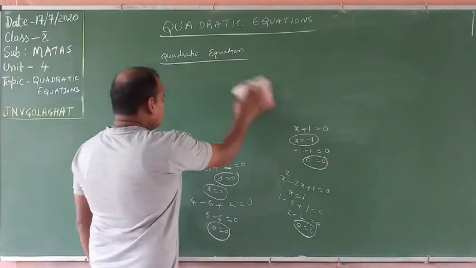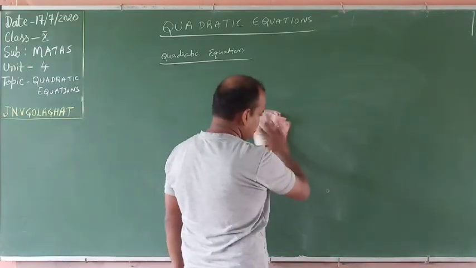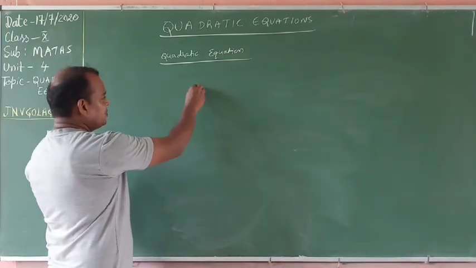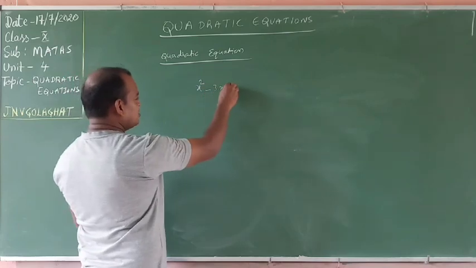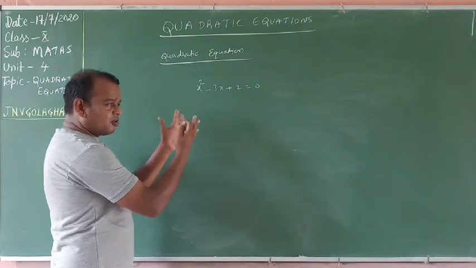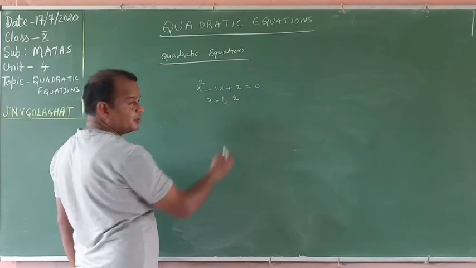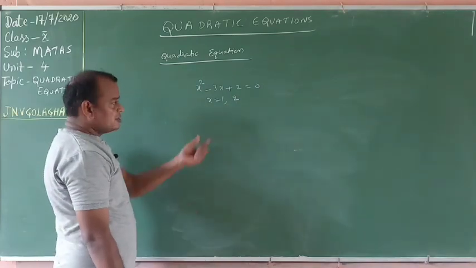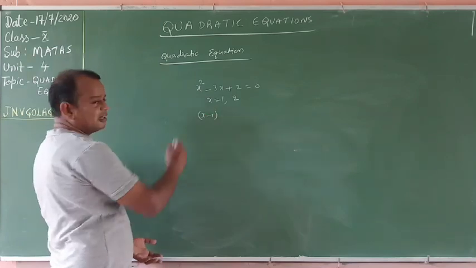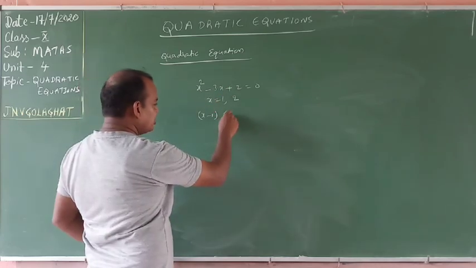Now, how to find the factors? Just listen. Now x square minus 3x plus 2 is equal to 0. For suppose this is the quadratic equation. What are the roots, as I told before? x is equal to 1 is a root, x is equal to 2 is a root. x is equal to 1 is the root means compulsorily x minus 1 is a factor. 2 is a root means x minus 2 is a factor.